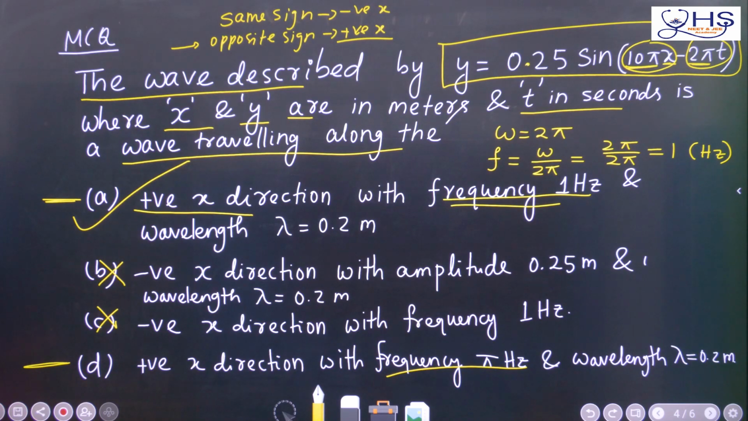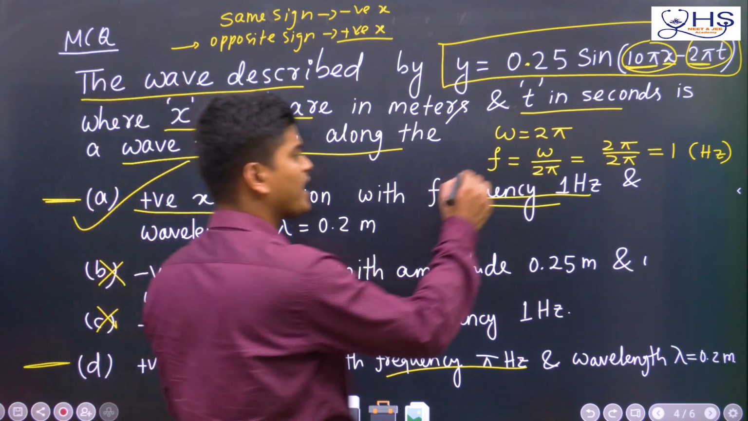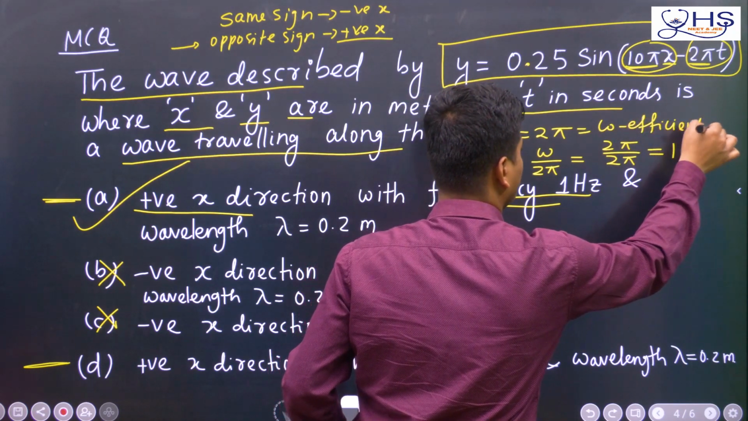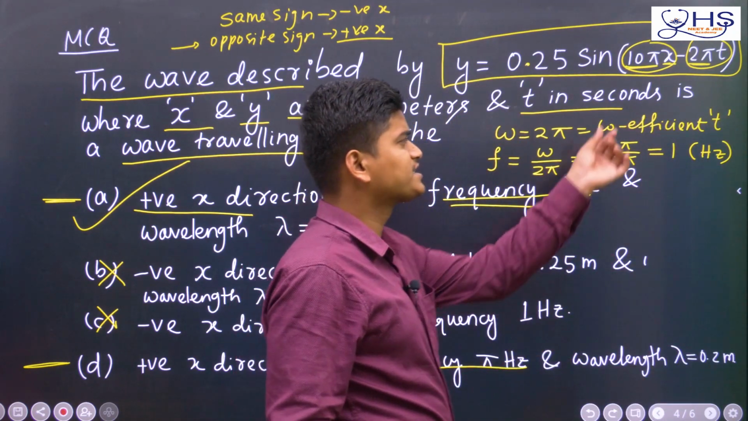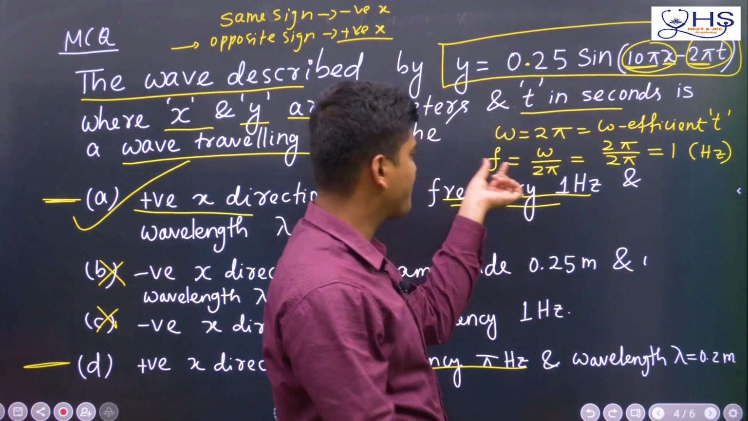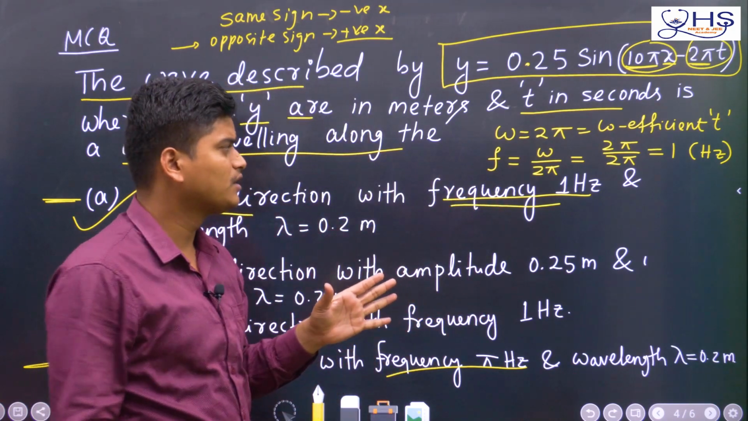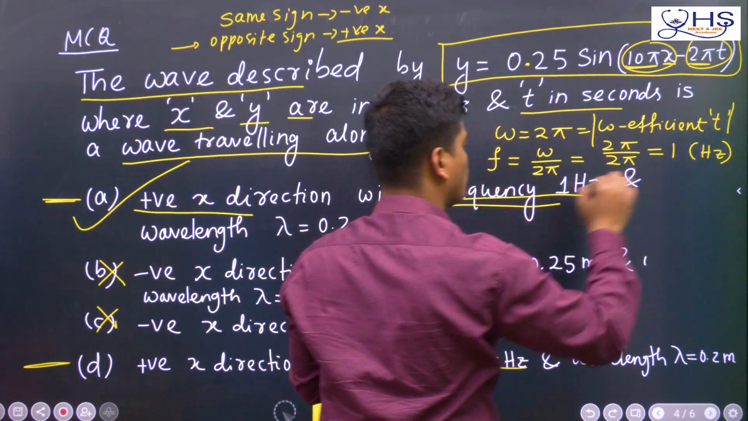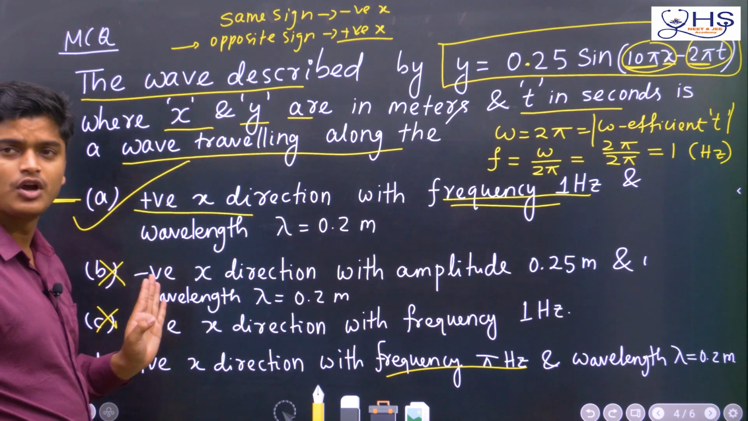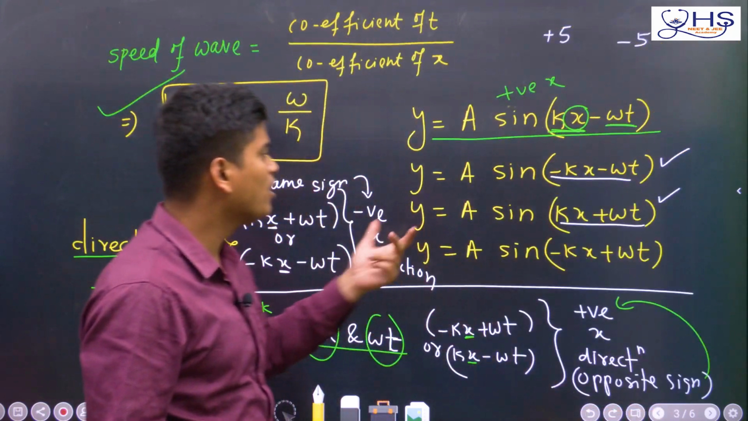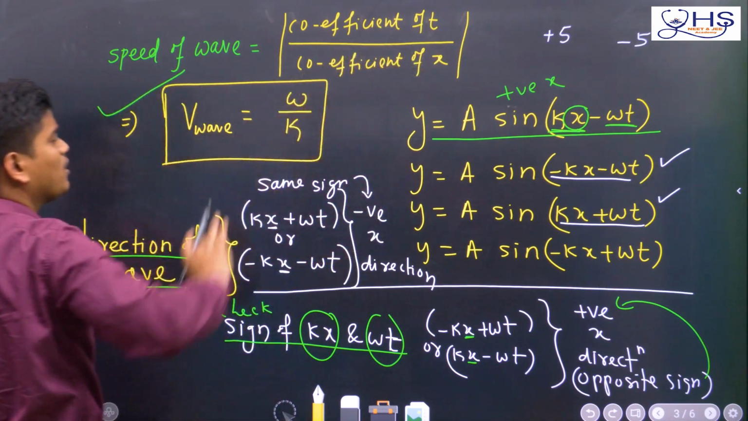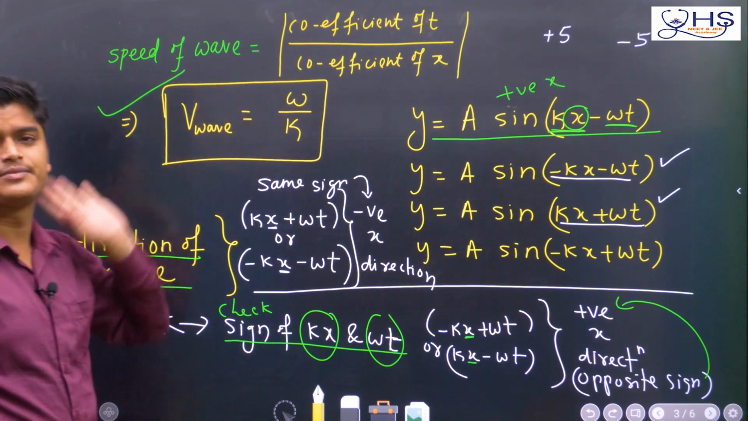I hope you understand clearly. Always remember, omega is the coefficient of t. But while taking this coefficient, don't take the sign, just take the magnitude. While calculating f and all, always take the magnitude of that coefficient. But while checking which direction the wave is traveling, at that time you need to check the sign. And if you want to find the speed of the wave, you take the magnitude of the coefficient of t divided by the coefficient of x.